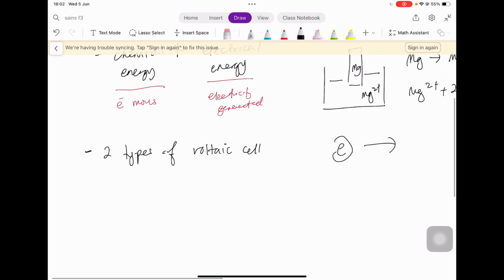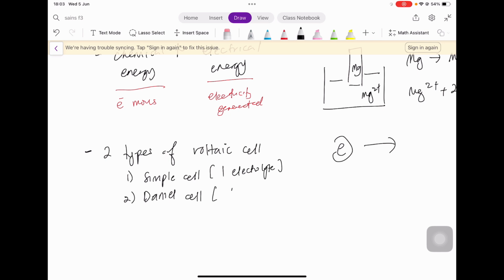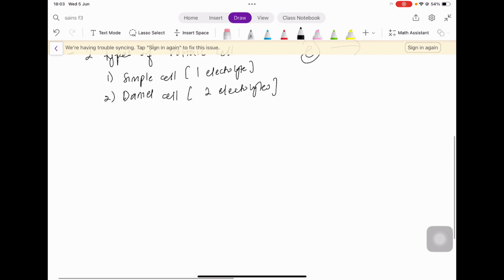So first, we would call it the simple cell. And second is what we call the Daniell cell. I'm sure you've heard of this cell in the textbook. So what's the difference between these two, simple and Daniell? Sangat senang. Simple would have one electrolyte, and Daniell would have two electrolytes. Easy. Let's look at a few examples. So now I would like to explain the simple cell first.